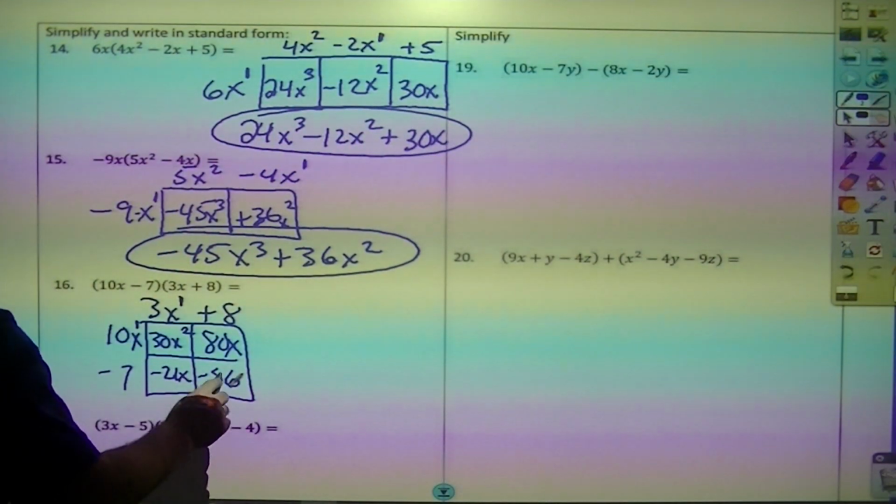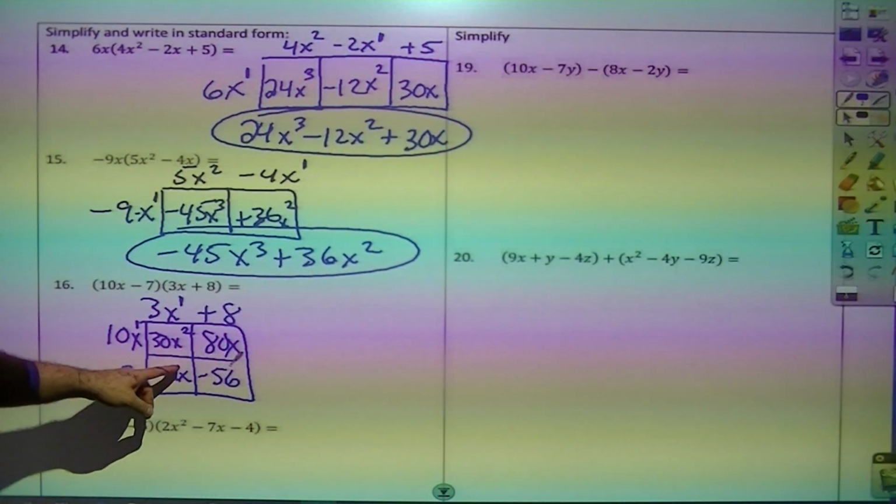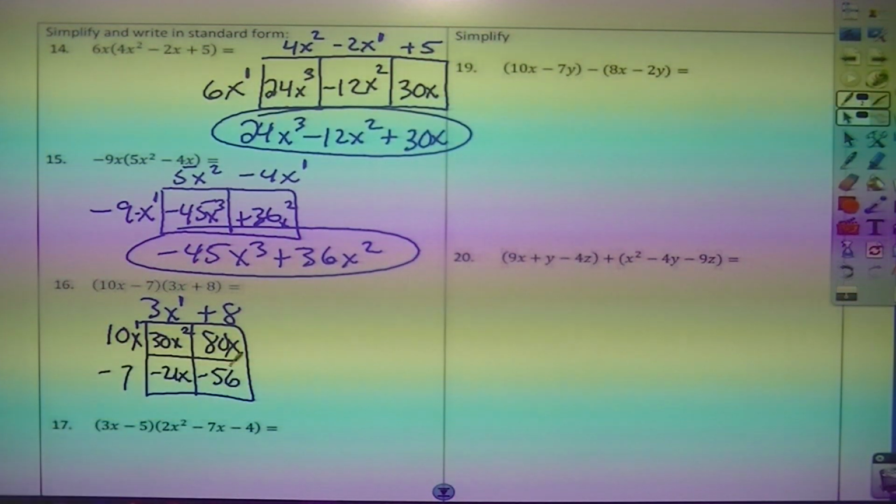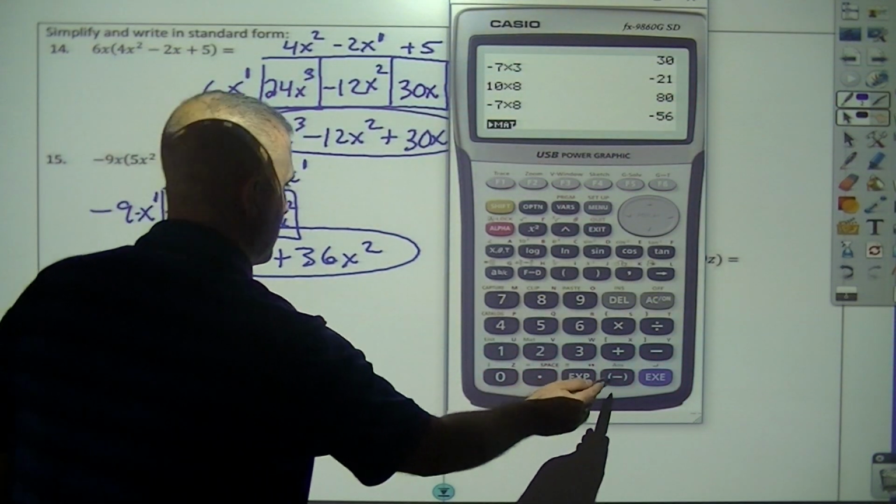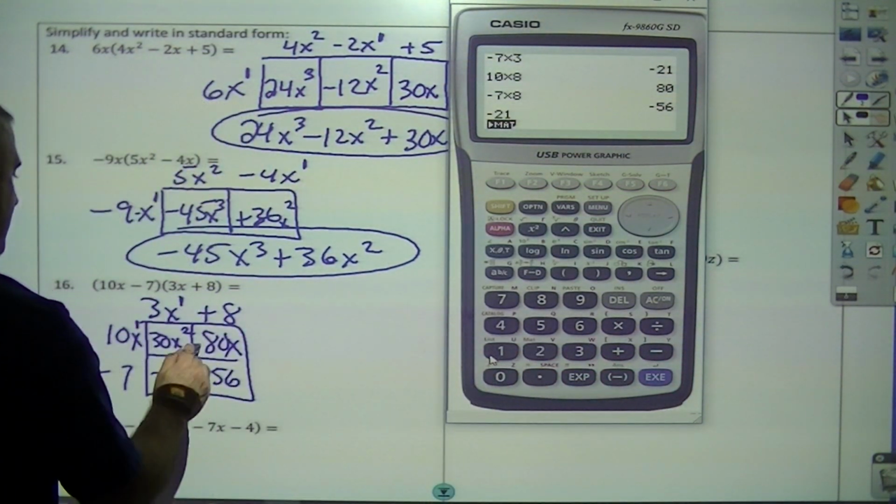Now, if you look throughout your box, you will notice these two terms are alike. So with like terms, I type them into my calculator just how I see them.